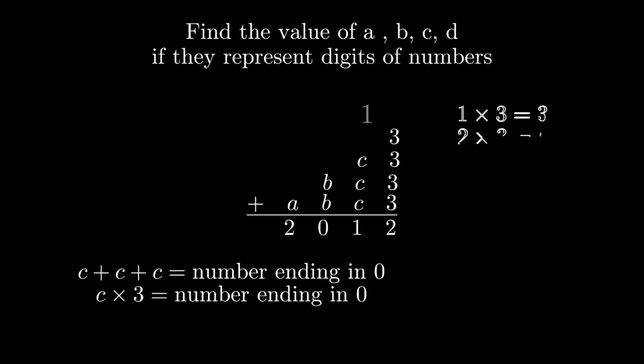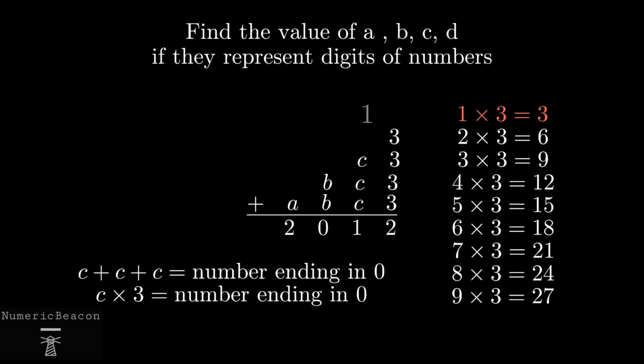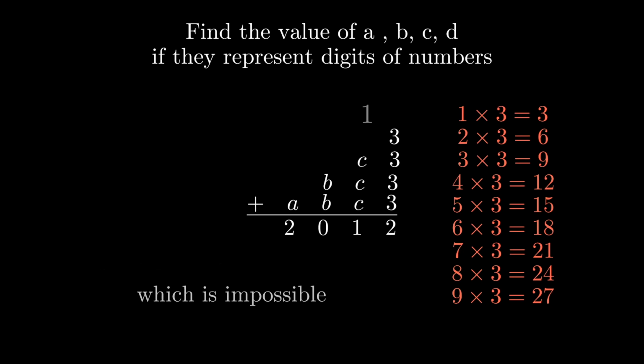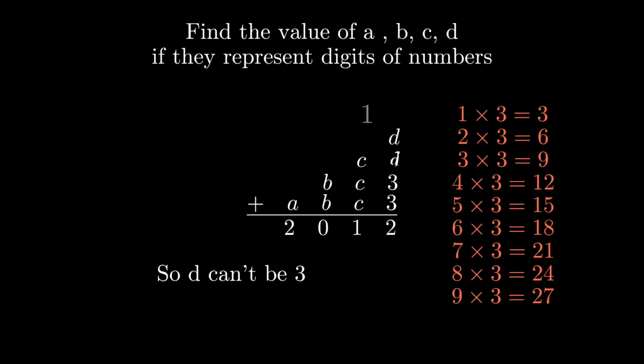Find C, such that 3 times C is a number ending in 0. There is no value of C satisfying C times 3 equals a number ending in 0. So we take back D equals 3.